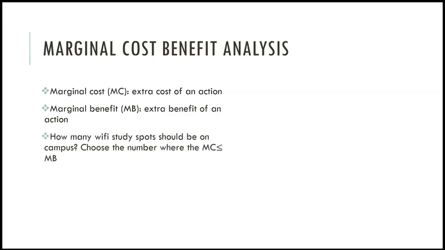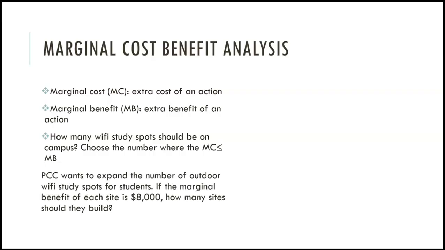So let's look at an example. We're trying to decide how many Wi-Fi study spots should be on campus. And we're going to choose the number, the quantity, where the marginal cost is less than or equal to the marginal benefit. So let's say PCC wants to expand the number of outdoor Wi-Fi study spots for students. The marginal benefit is going to be constant, so it's going to be $8,000 in marginal benefits for each study site. And we want to know how many PCC should build. Now this $8,000, I'm going to give this information to you in this example. Sometimes you may be able to calculate it depending on the question.